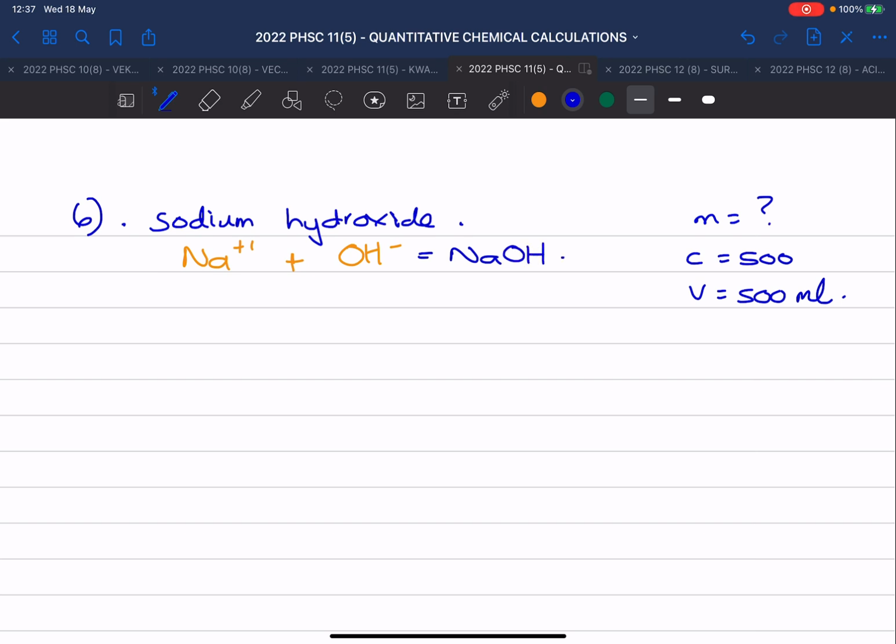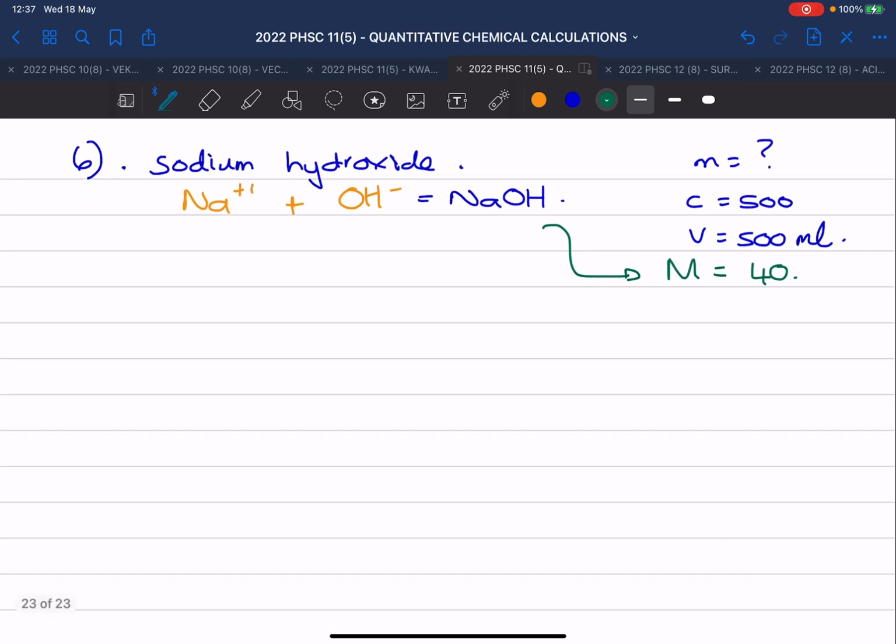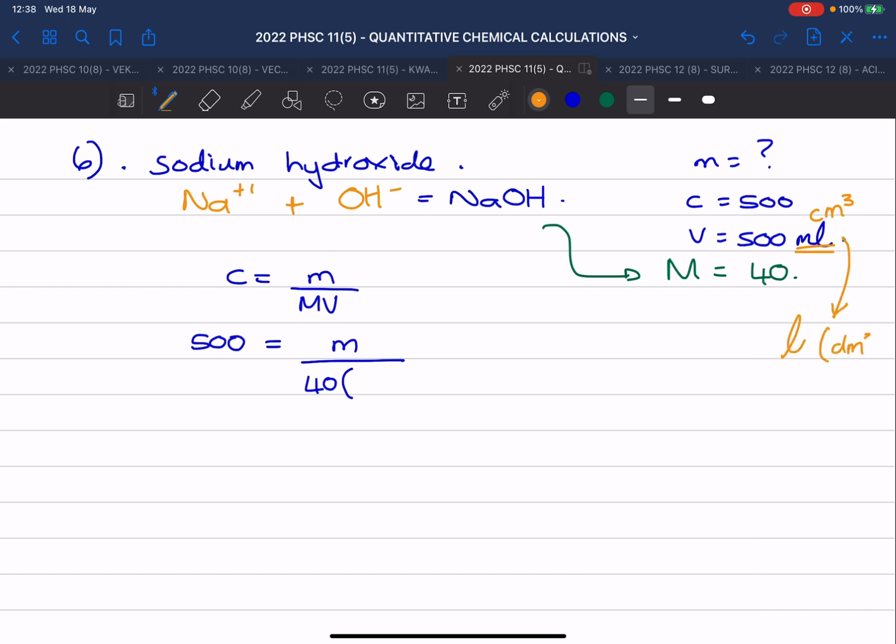Sodium hydroxide. Okay, the reason why they give you that is so that you can calculate the molar mass, and I'm telling you it's 40. So the concentration is mass over molar mass times volume. The concentration is 500. We want the mass. The molar mass is 40. And now the volume. They give us the volume in milliliters. Milliliters is the same as centimeters cubed. We do not want it in that. We want it in liters or in decimeters cubed.